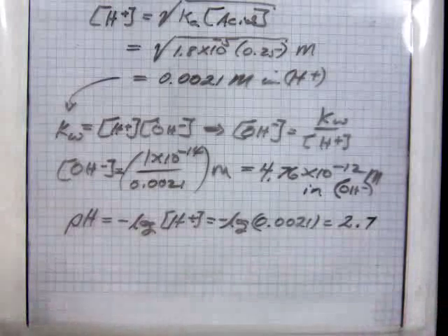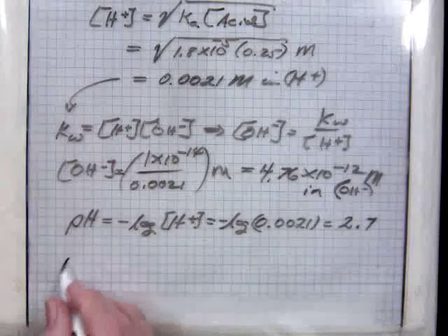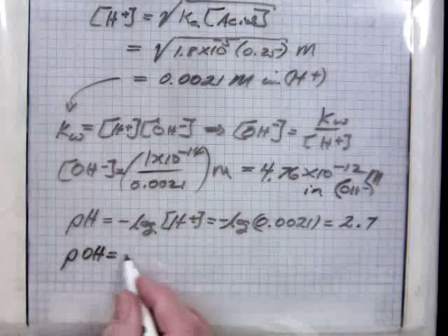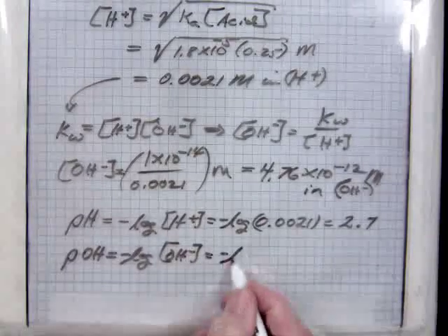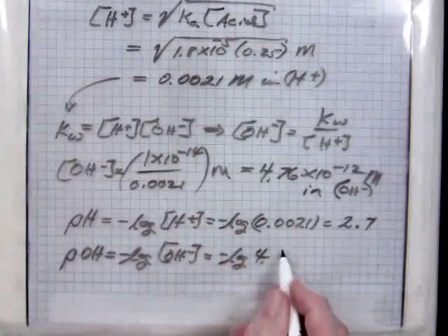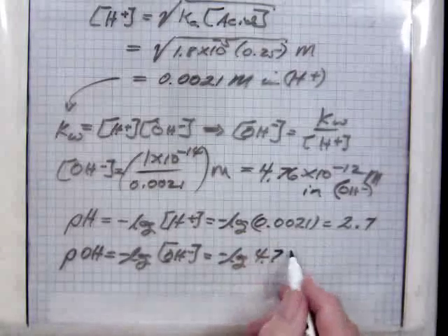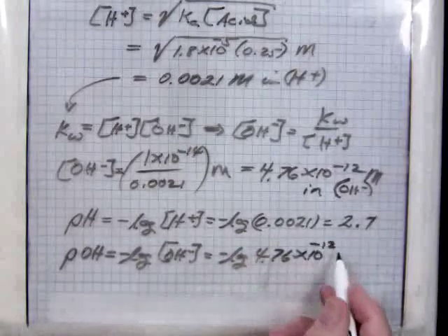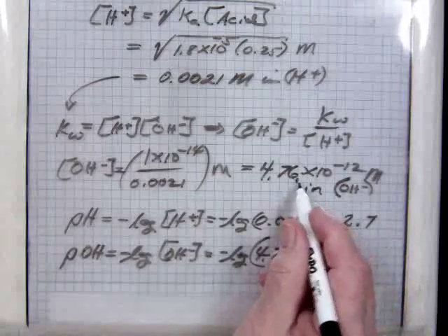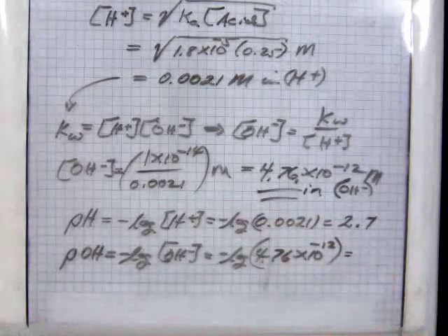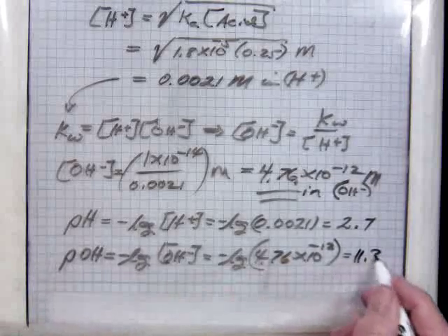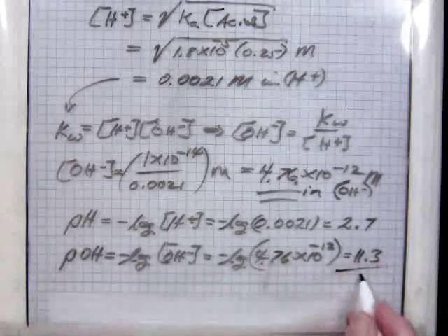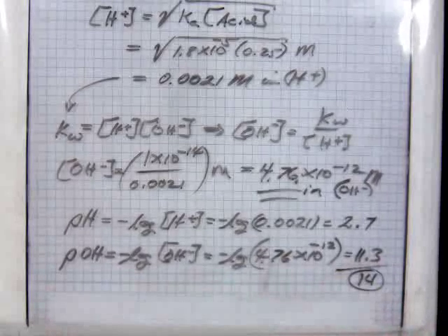Now, two ways to calculate the pOH. You can use the hydroxide ion concentration we calculated above, which is 4.76 times 10 to the minus 12. That comes down from up here. Taking the negative log, I get 11.3. Now, you can add these two together and you can see that the pH plus pOH gives you 14.